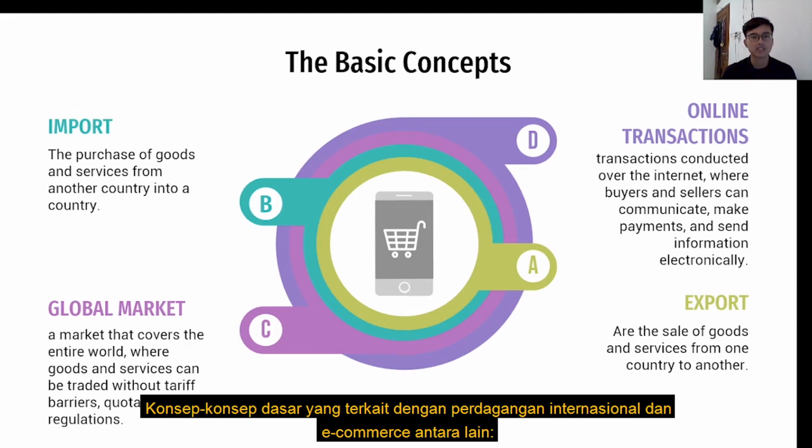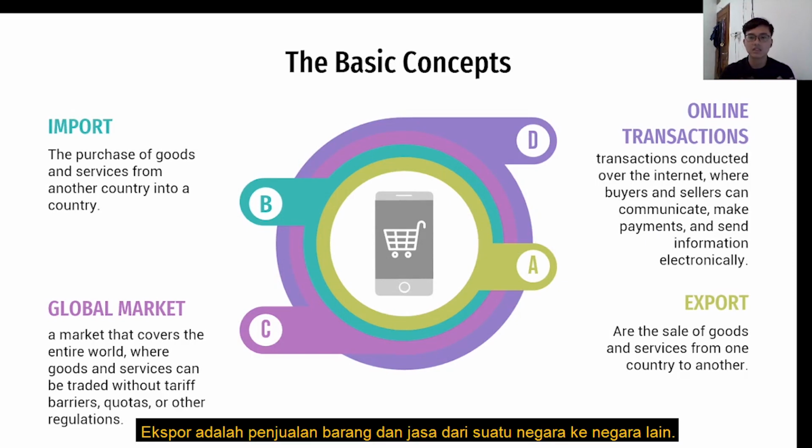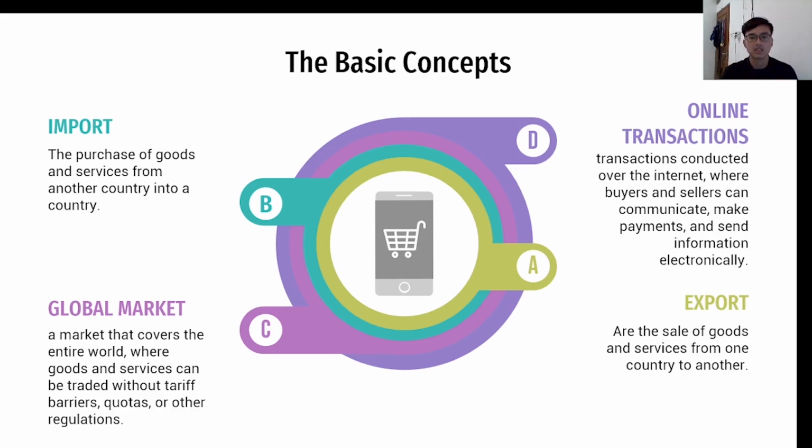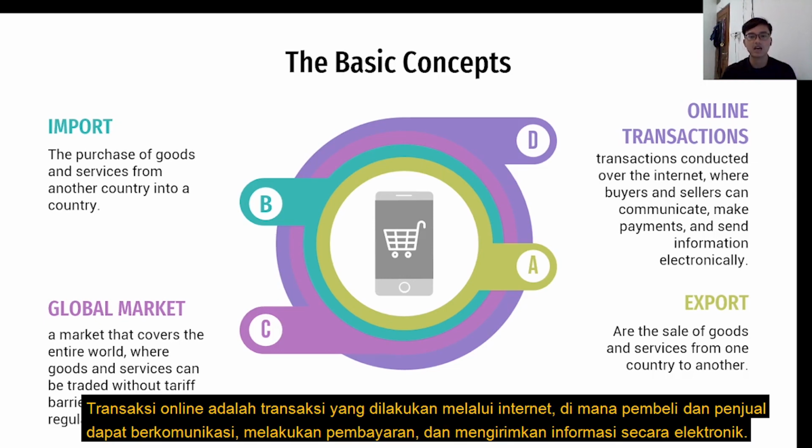There are four basic concepts related to international trade in e-commerce. First is export. Exports are the sale of goods and services from one country to another, while import is the purchase of goods and services from another country into a country. A global market is a market that covers the entire world, where goods and services can be traded without tariff barriers, quotas, or other regulations. And the last is online transactions, which are transactions conducted over the internet where buyers and sellers can communicate, make payments, and send information electronically.